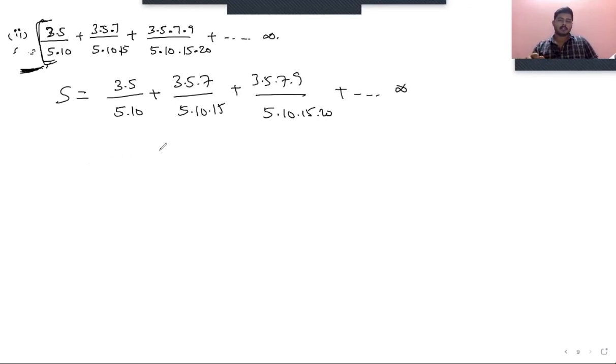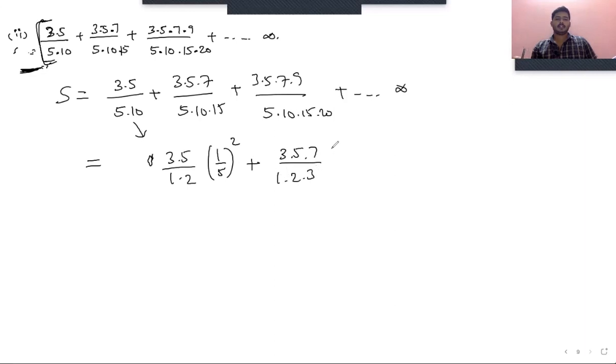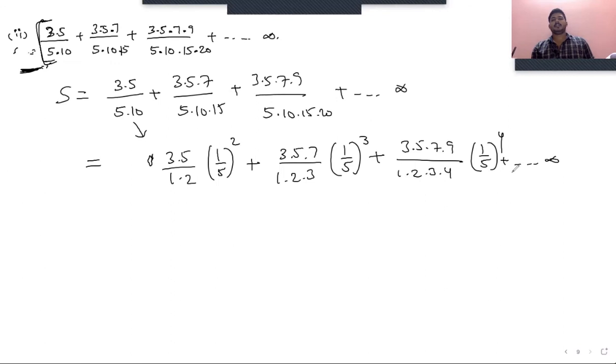So first let us try to observe this. Now if you write this first term in this form, 3 into 5 by 1 into 2 into 1 by 5 whole square, okay? And if you write the second term like this, 3 into 5 into 7 by 1 into 2 into 3 into 1 by 5 whole cube, okay? And similarly 3 into 5 into 7 into 9 by 1 into 2 into 3 into 4 into 1 by 5 whole power 4 plus and so on up to infinity.